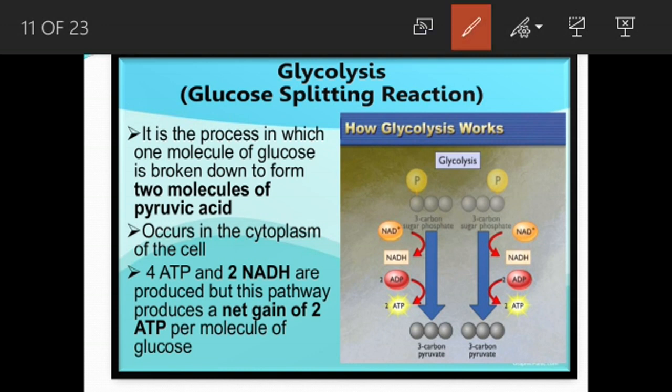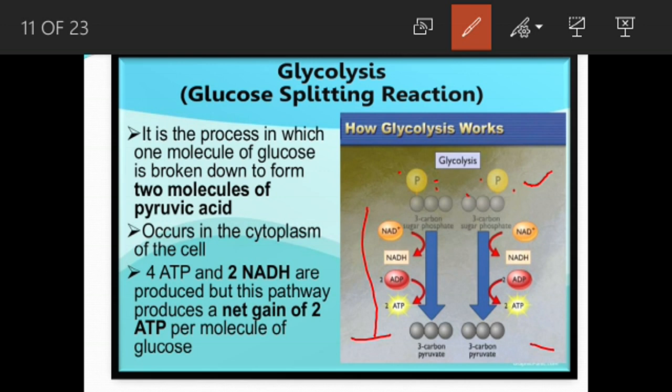Just see, this is glucose, 1, 2, 3, 4, 5, 6. Now it produces what? 3 molecules of pyruvate. This is 3 molecules of pyruvate, and this is 3 molecules of pyruvate. Got it? So pyruvic acid, or we can say pyruvate, which is formed, has how many carbon atoms? 3 carbon atoms. So 1 molecule of glucose gets converted into pyruvate.